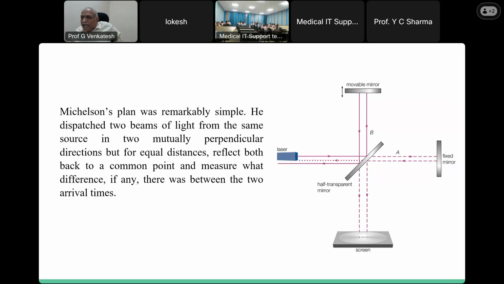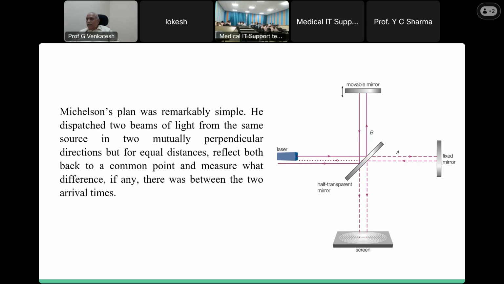And Michelson's plan was remarkably simple. He dispatched light in two mutually perpendicular directions. As I mentioned in the earlier two cases, the light traveled in the same direction before and after reflection. But in Michelson's plan, the light signals were traveling in two different perpendicular directions, but equal distances. They are reflected back to a common point, produce the interference pattern, and measure the difference, if any, between the two arrival times.